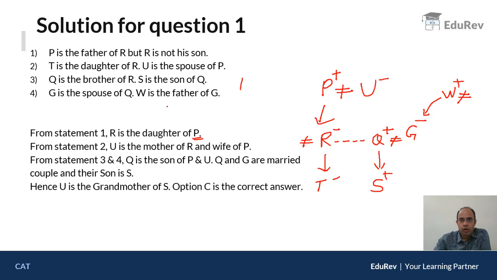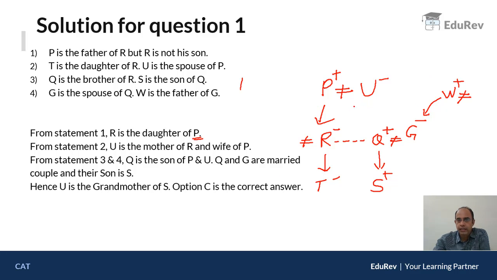Now, as far as R's husband, nothing has been said about R's husband, so this remains empty. And nothing has been said about W's wife, even this remains empty. Rest all are denoted in this family tree.